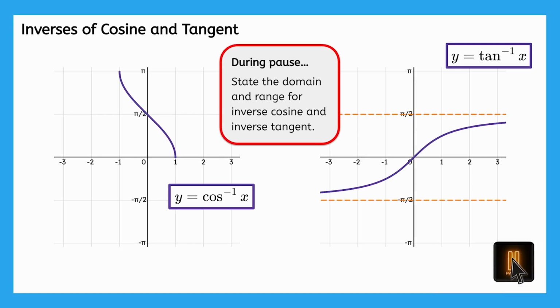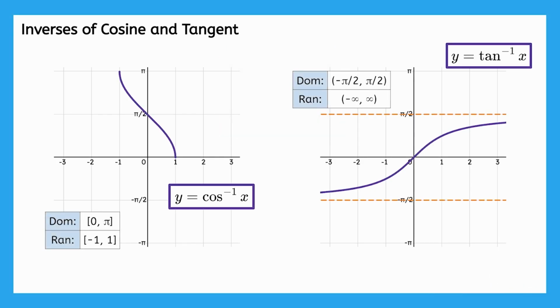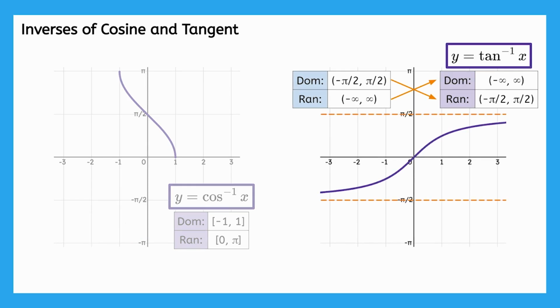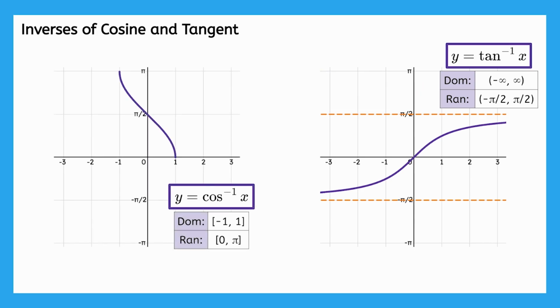We take the domain and range of the restricted cosine and tangent functions and switch the domains with the ranges. Inverse cosine ends up with a domain of -1 to 1 inclusive and a range of 0 to pi inclusive. Inverse tangent ends up with a domain of -infinity to infinity and a range of -pi/2 to pi/2 non-inclusive. We can also see how our graphs confirm these domains and ranges.